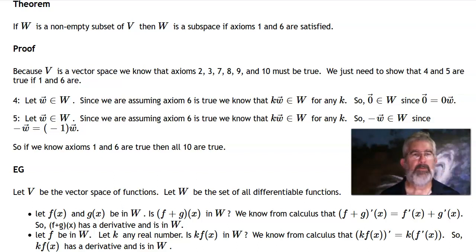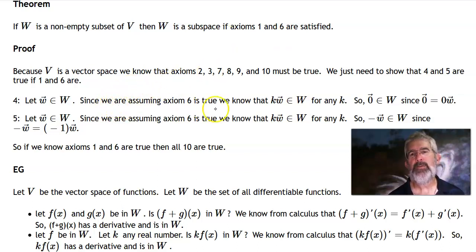So here we go. For axiom 4, it's given that W is a non-empty subset. So there's got to be something in there. If there's anything in there, which there is, let's pick it. So there's something in W. We're going to assume that axiom 6 is true, right? We'll say if we know 1 and 6, we can get all the others.